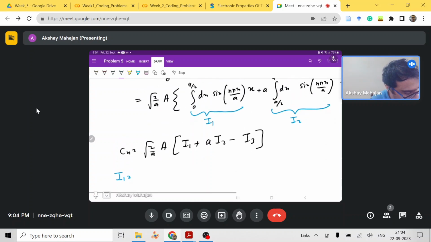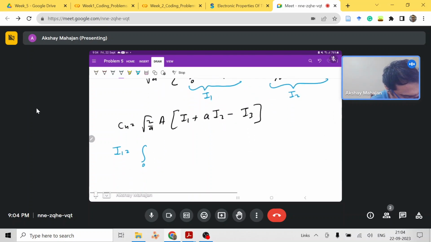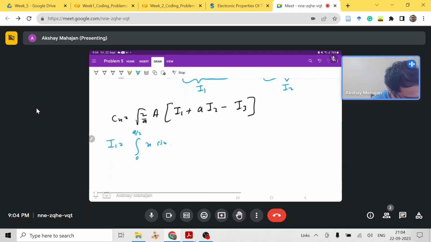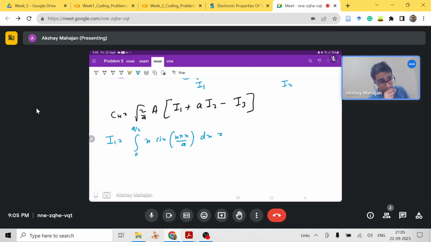Now I1 is equal to the integration from 0 to a by 2 of x times sin of n pi x by a dx. Now this is similar to what we have done earlier, so you just have to use integration by parts. So I will just write the answer here in this case.